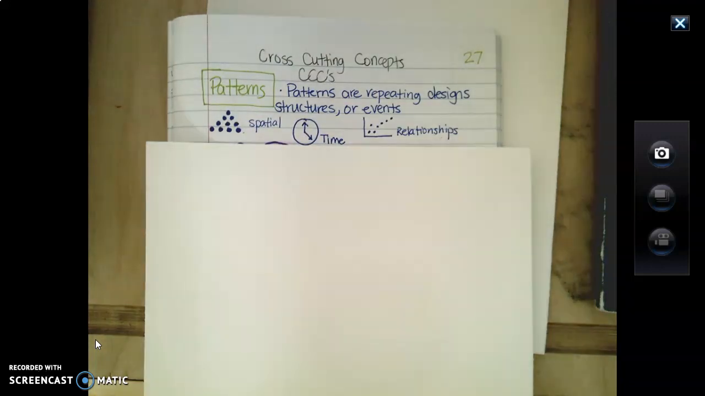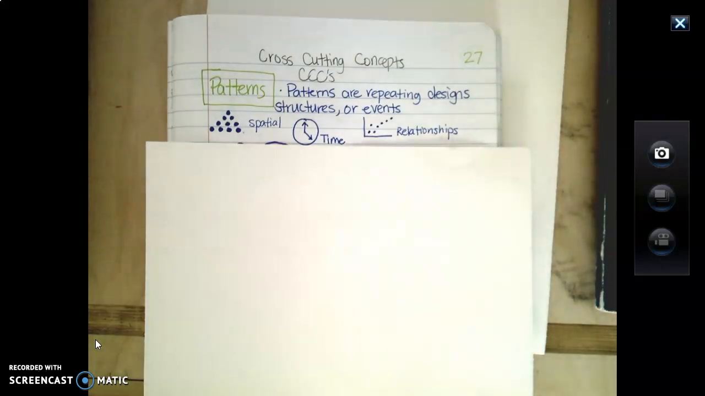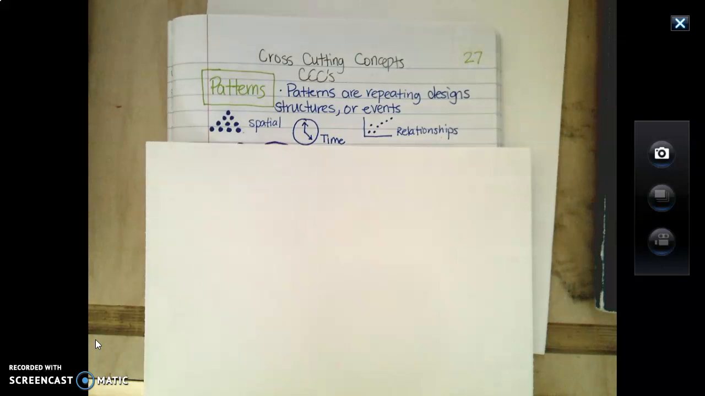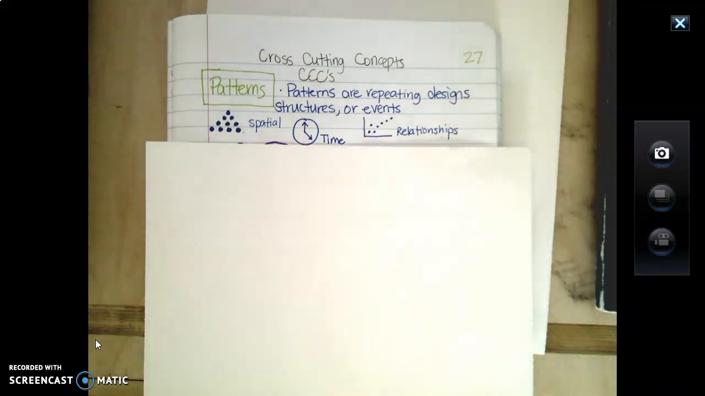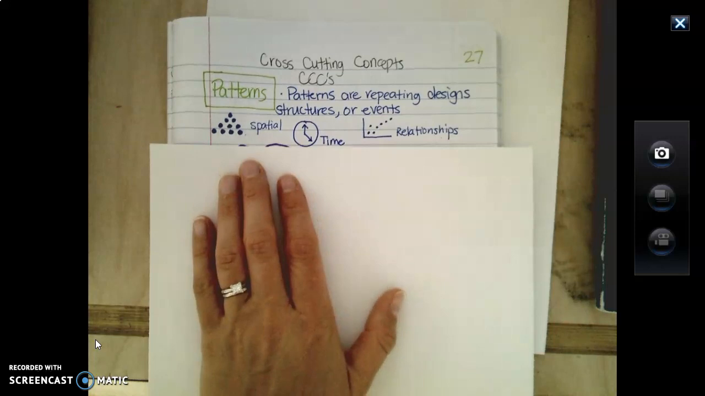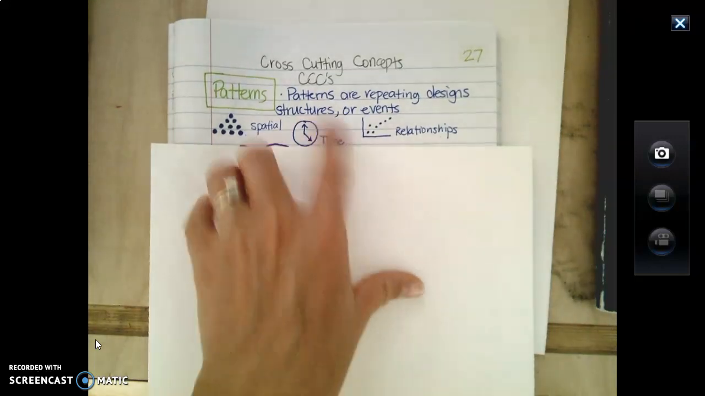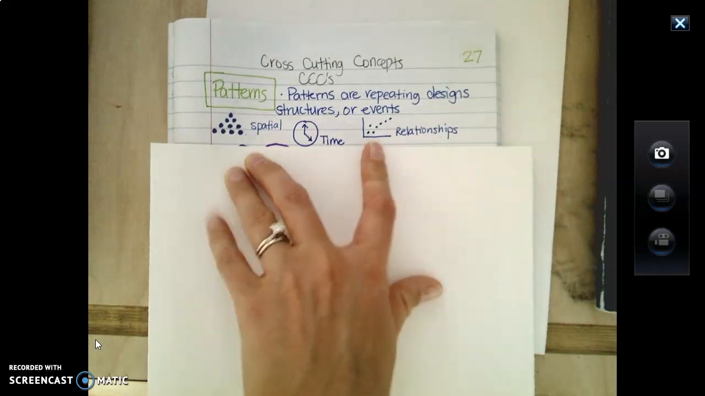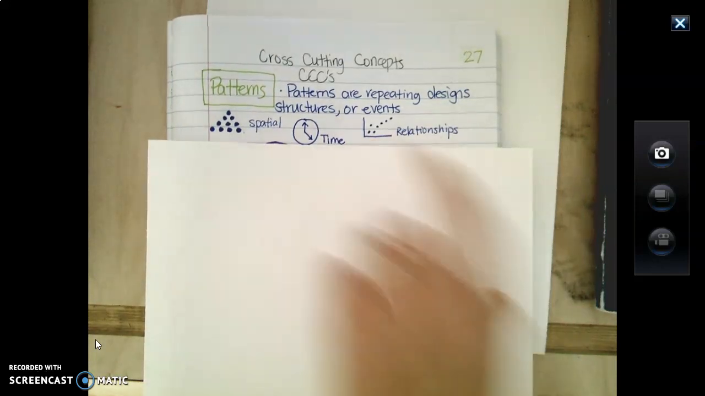So I didn't do back-to-back notes. Okay, so our first cross-cutting concept is patterns. Patterns are everywhere in nature. Okay, patterns are repeating designs, structures, or events. If we can look for a pattern, it kind of helps us to make sense of the information. So here's different types of patterns that you may see. You've got spatial patterns. You can look at patterns of time, or you can look at patterns as a relationship.